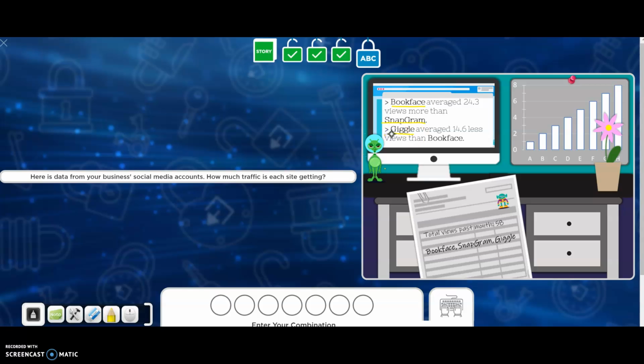And it tells you also some really important information: total views past month was 58. And then it gives you this order, which will be important later. I'm going to need to figure out how many views each site has when I know that the total between all three is 58. So if I look at this, I'm going to make a list. So I'm going to abbreviate.